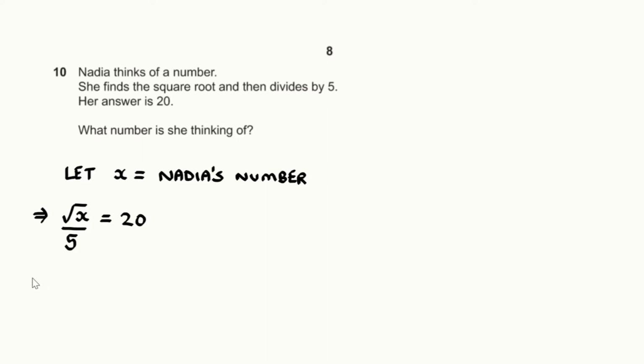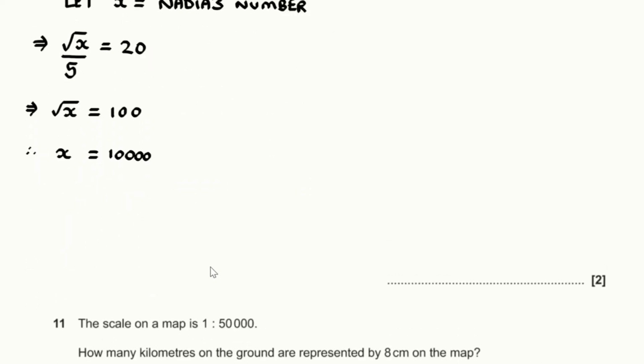And if I multiply both sides by square root x, square root x is equal to 5 times 20, which is 100, and therefore x is equal to 100 squared, which is 10,000. So the number she's thinking of is 10,000.